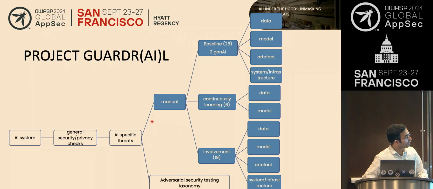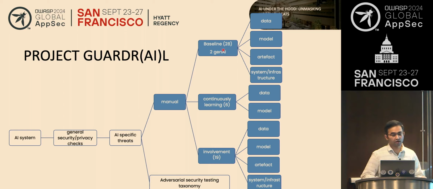Right now, our focus is on the blue part. So Guardrail consists of the blue components shown here. The manual questionnaire part: here, as I talked about, we divided the questions into three categories: baseline, continuous learning, and user involvement. And we further subdivided these categories based on where the threat can occur within this application.